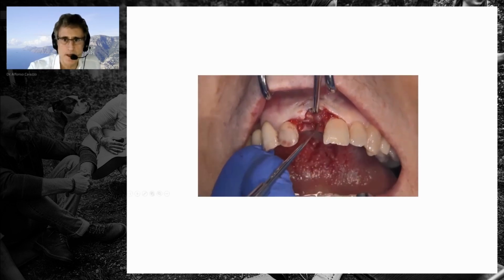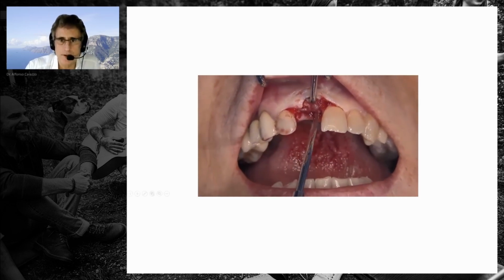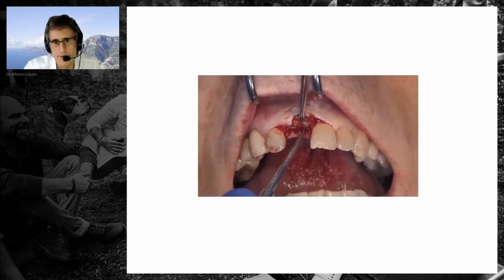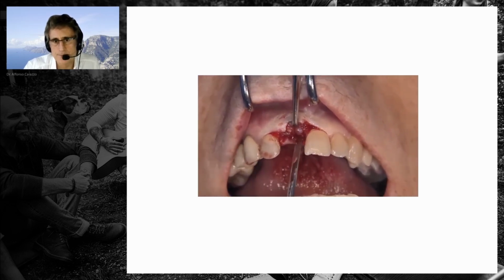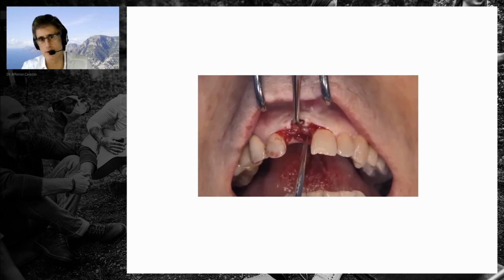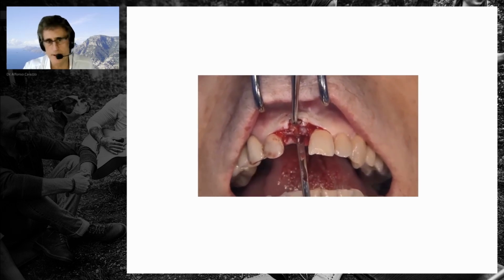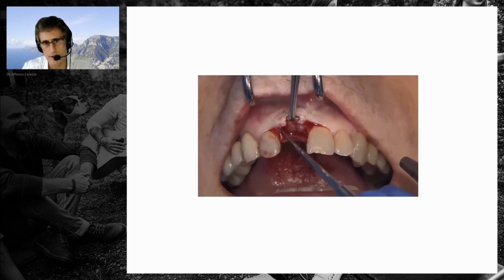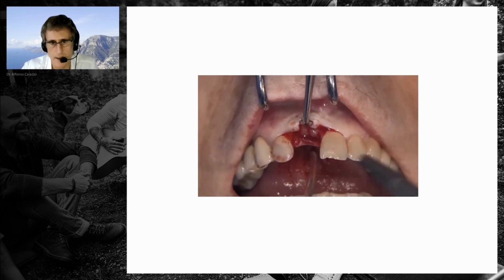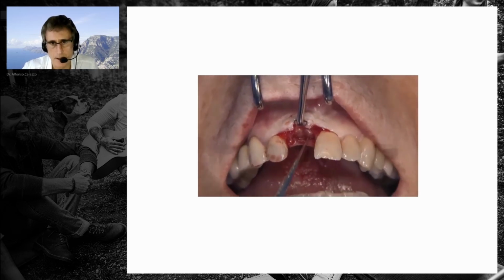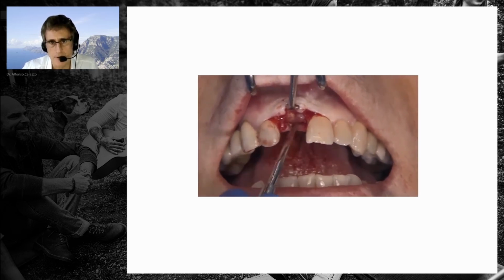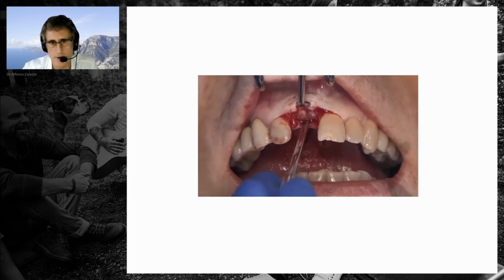But anyway, elevating the flap, then a gentle elevator, very, very slowly. This is a flexible elevator. You can't see it now, but it's a very thin, flexible elevator. It goes into the PDL and into the space, allowing a very atraumatic extraction. You see, very gentle, very gentle.